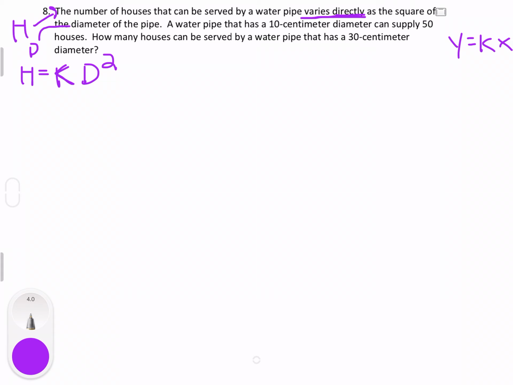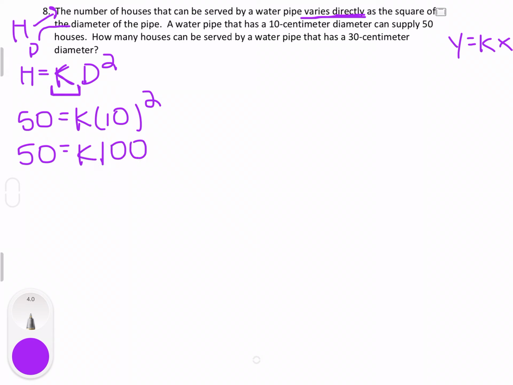So now it tells us that a water pipe that has a 10 centimeter diameter can supply 50 houses. So we're going to use that information to find what our proportionality constant is, our k. So 50 houses are supplied by a 10 centimeter pipe. So our 10 goes in for our diameter, and that's squared. So we know that 50 equals k times 100, because 10 squared is 100. Divide both sides, and you get that our proportionality constant is 50 over 100, or just 1/2.